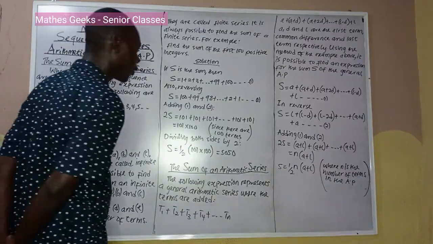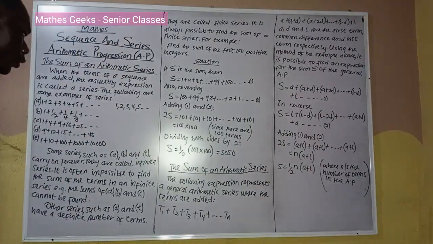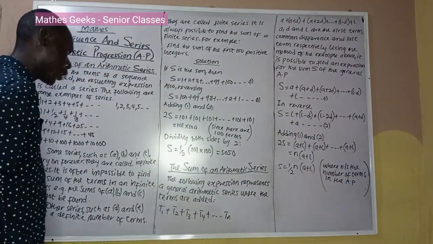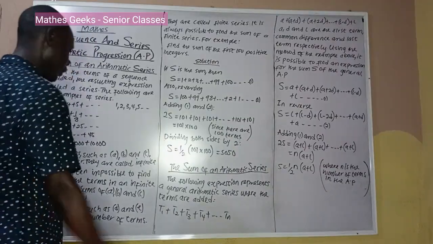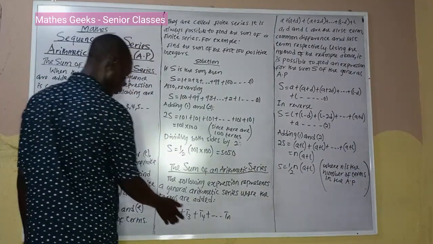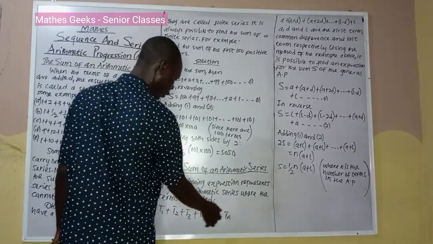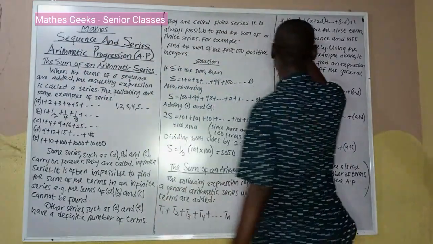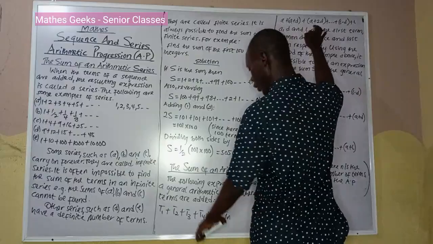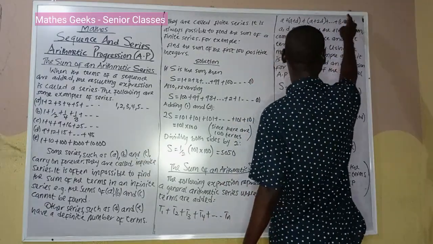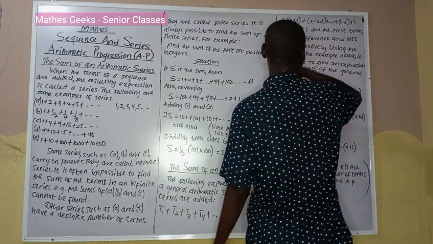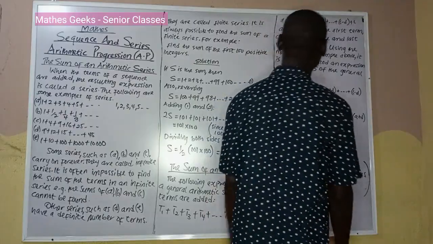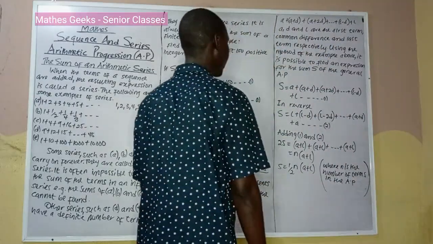Now let's look at the sum of an arithmetic series. The following expression represents a general arithmetic series where the terms are added. T1 plus T2, where T1 indicates the first term, plus the second term, plus the third term, plus the fourth term, down to the nth term. So see the first term A, plus the second term A plus D, plus the third term A plus 2D, plus all the way to the term before the last term, and then finally the last term. So A, D, and L are the first term, common difference, and last term respectively.